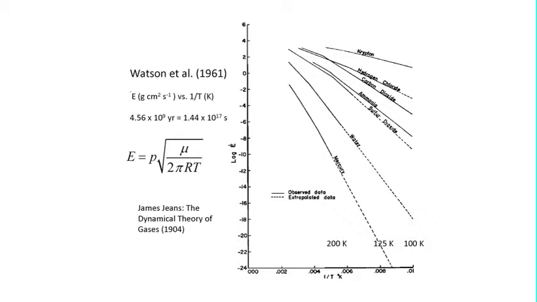So this is 1 over T, and this is the log of the evaporation rate in centimeters squared of water for this curve per centimeter. It's the number of molecules per centimeter squared per second. And here's 10 to the minus 20 in those units. And just for your information, the age of the solar system is 1.44 times 10 to the 17.